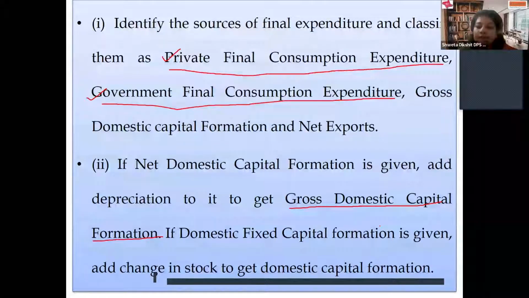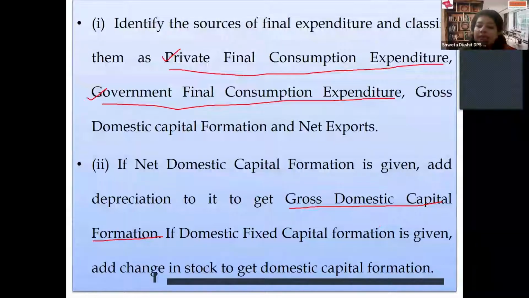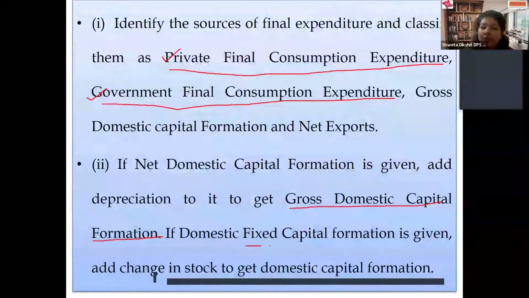Like if you see around you, there's so many production works going on. Sometimes it's done by the government, sometimes it is done by the private sector. If it is done by private investors and producers, or if it is done by the government, in both the cases, it is the capital formation in the country. Now, capital formation is of two types. The first is fixed capital formation.